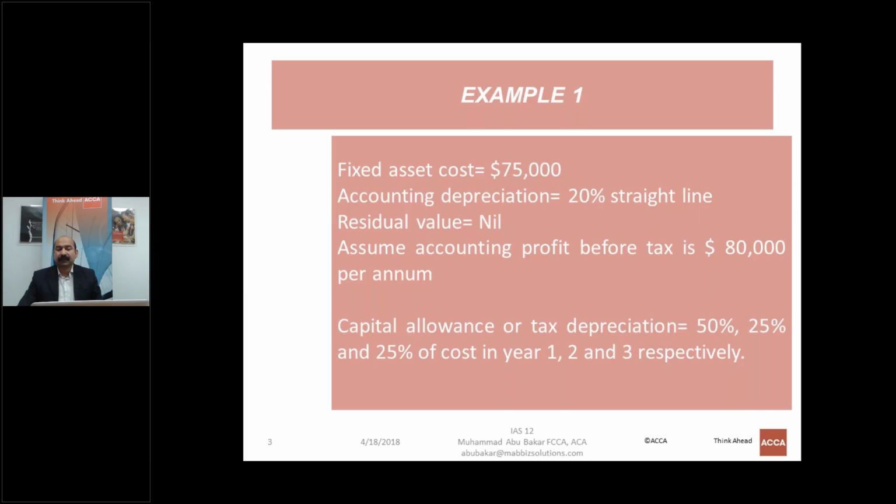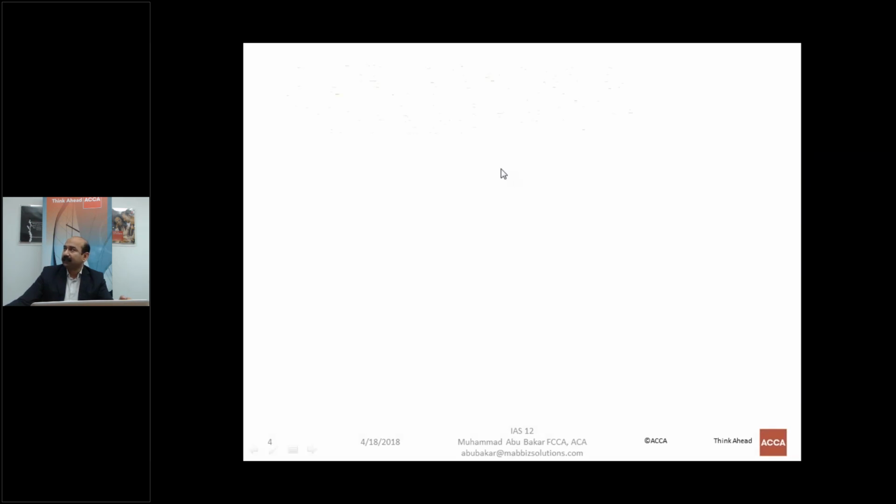But this asset has a life of 4 or 5 years, and from the tax point of view, there will be no depreciation in years 4 and 5. Tax rate is 30%. So this is the small example in front of us. Okay, let's see how it affects our tax position.